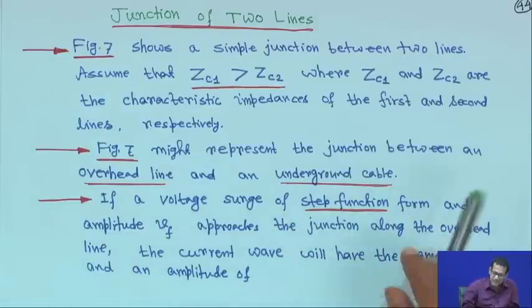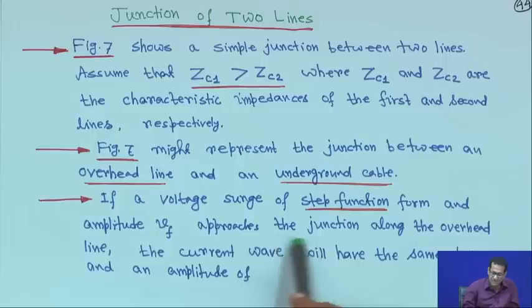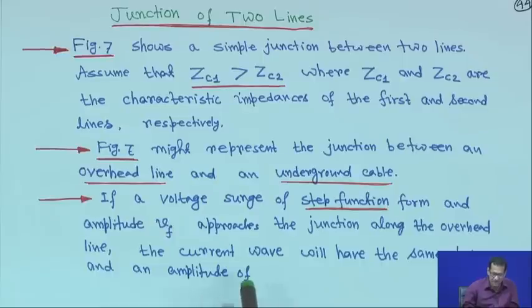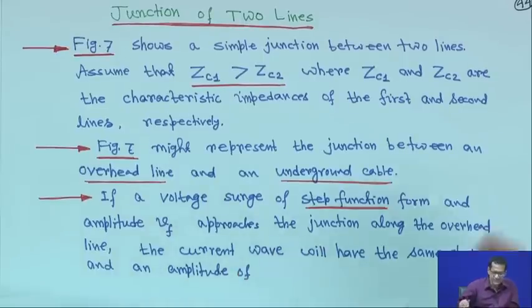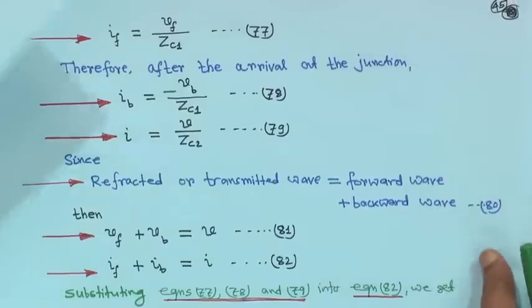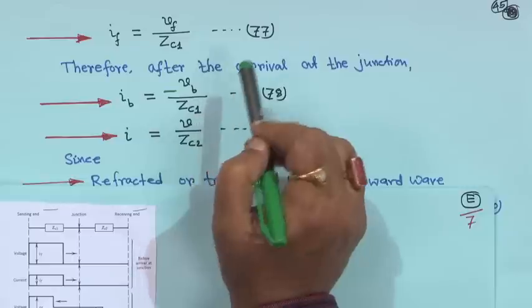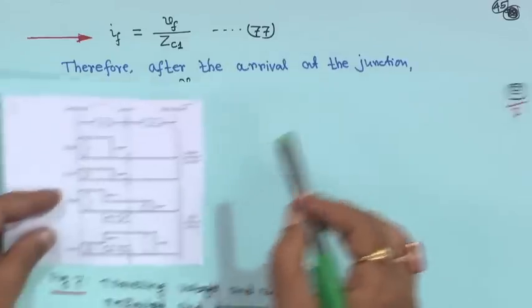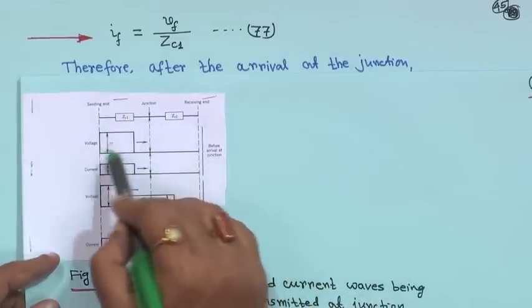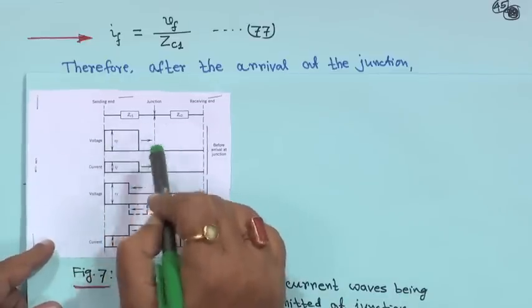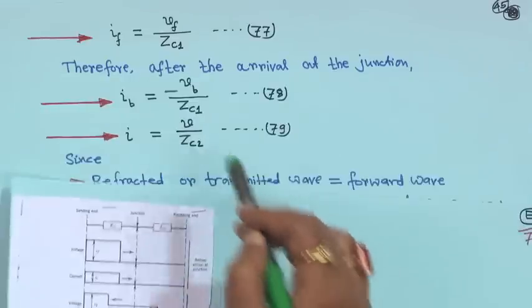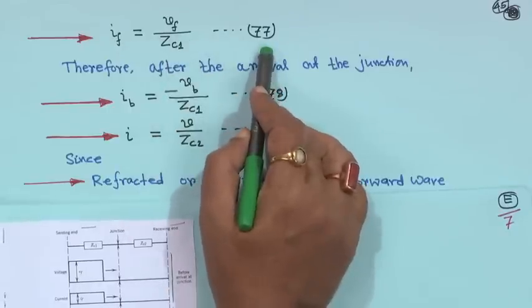So, basically all these things we are taking as a step function. If a voltage surge of step function form with amplitude Vf approaches the junction along the overhead line, the current wave will have the same shape and an amplitude of If, which is equal to Vf upon Zc1, right. Therefore, after the arrival at the junction, this is the junction, and this is the forward wave moving, right. So, If is equal to Vf upon Zc1, this is equation 77.